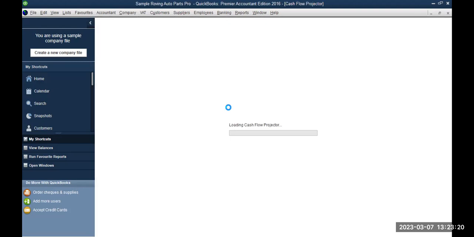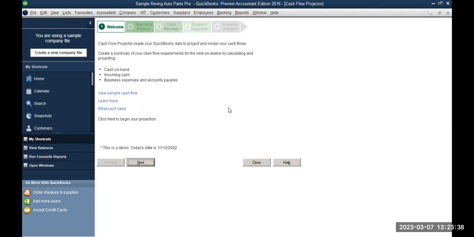Okay, so this cash flow projector tool that QuickBooks has covers a 6-week period, okay? It assumes that you're projecting for the short term. And it uses information that is based on the data that you already have in your QuickBooks. So how up-to-date your cash book is matters, how up-to-date your debtors and your receivables are matters as well. So the cash flow projector reads your QuickBooks data to project and model your cash flows. It creates a summary based on a 6 weeks projection. It will look at your cash at hand, incoming cash, and business expenses and accounts payable.